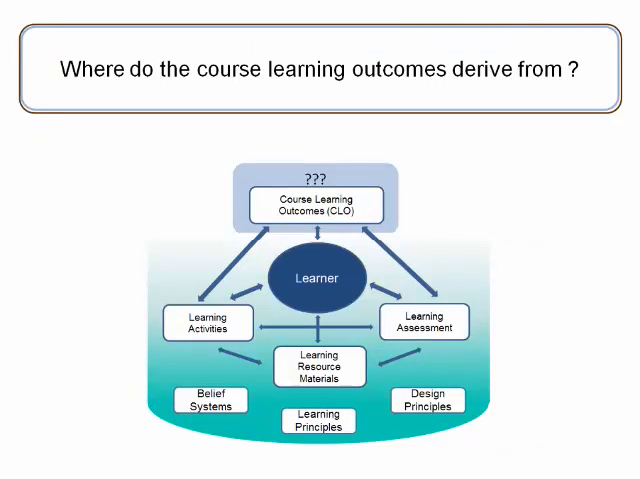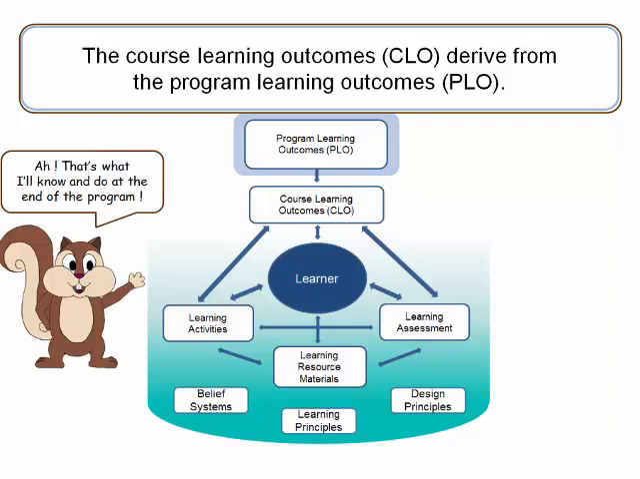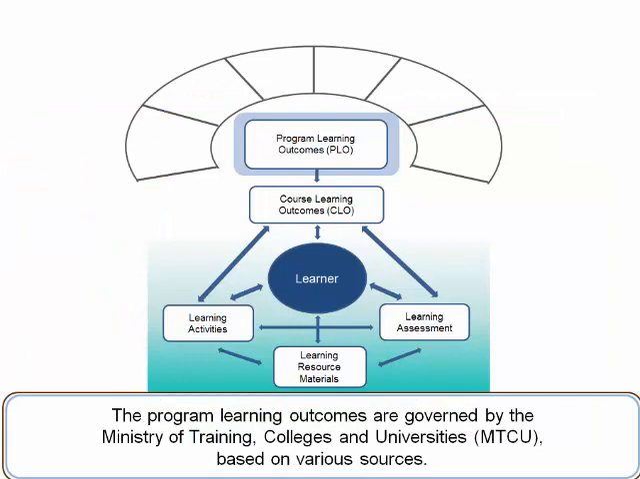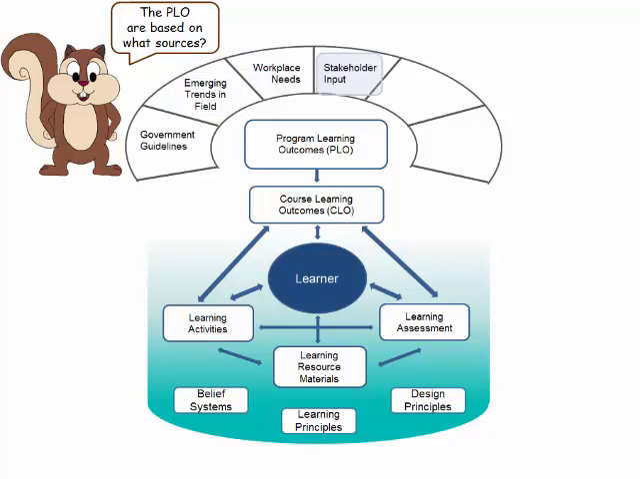Where do the course learning outcomes derive from? The course learning outcomes derive from the program learning outcomes. The program learning outcomes are governed by the Ministry of Training, Colleges, and Universities, based on various sources, like the government guidelines, emerging trends in the field, workplace needs, stakeholder input, college policy and practice, and technology and resources.